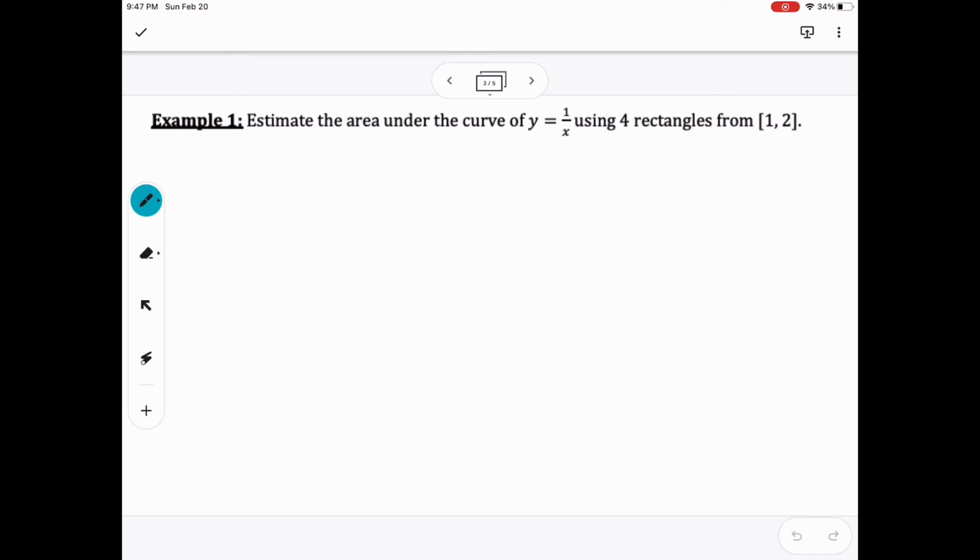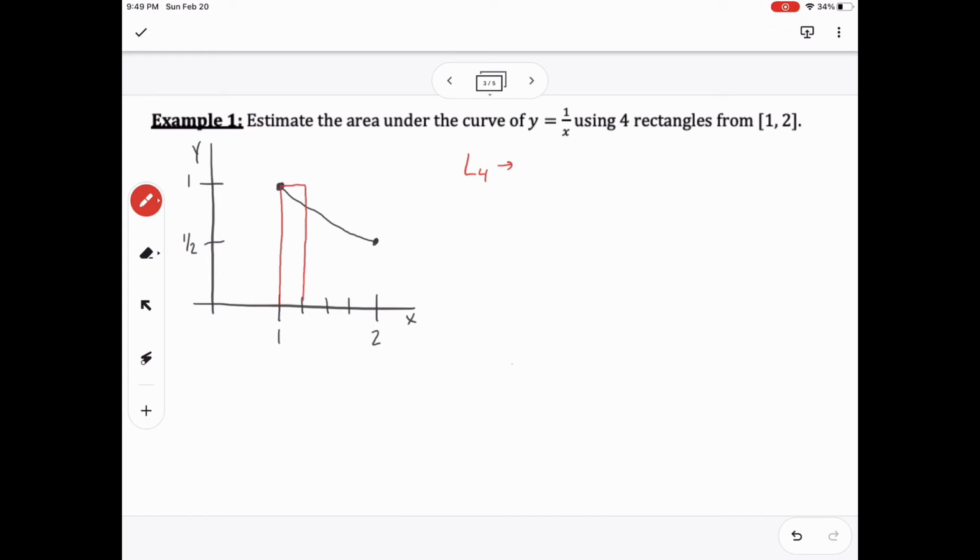So Example 1, we're doing the same thing, except I'm looking at the curve of 1 over x using 4 rectangles, so the same number of sections, but now I'm restricted to between 1 and 2. So I graphed it real quick. So looking at the left side here, I'm going to break these into 4 rectangles.